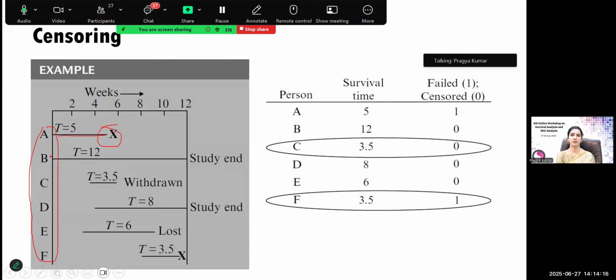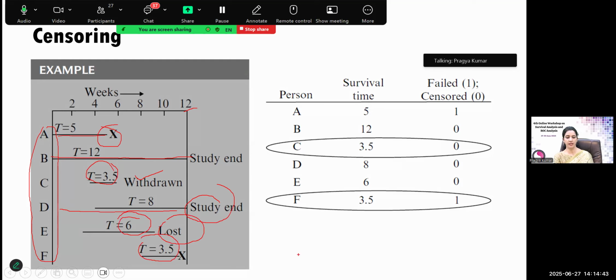The second individual followed up for 12 weeks, but the study ended at 12 weeks. Third individual, he followed up for 3.5 weeks, but he withdrew from the study. The fourth individual followed up for 8 weeks. The study ended. The fifth individual followed up for 6 weeks. He got lost. And then the sixth individual followed up for 3.5 weeks and the event happened.